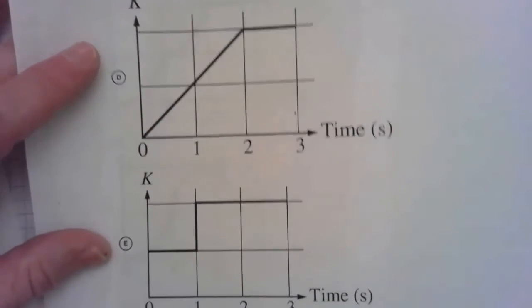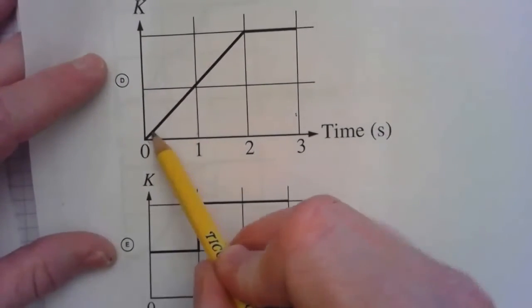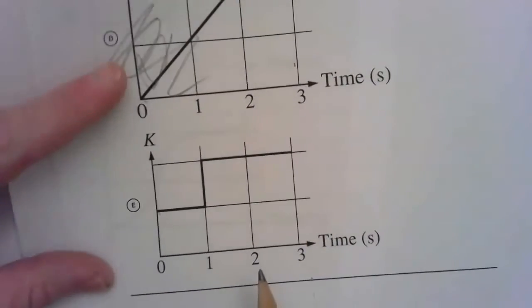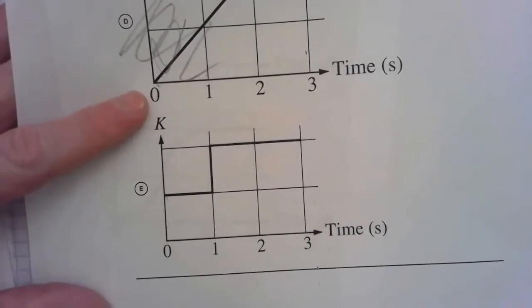Zero to 1, that's a straight line. Nope. This one's right out. This one's like, what? No, no, no. Is all I can say. No.